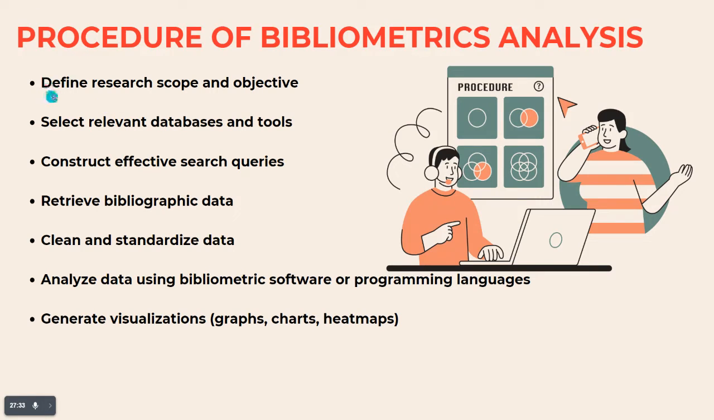Number one, you have to define the research scope and the objectives. Let's say I want to research machine learning in transportation engineering, how machine learning applications have been used in transportation engineering over the last decades. This is my scope, and now I have to search. I have to list down all the relevant information, and relevant information means I'm talking about the title.